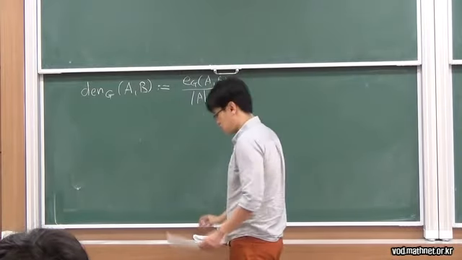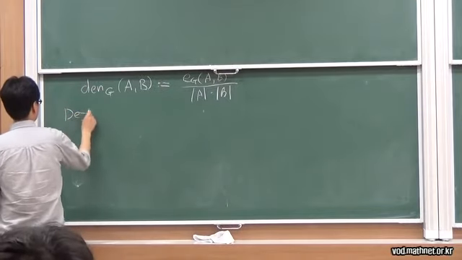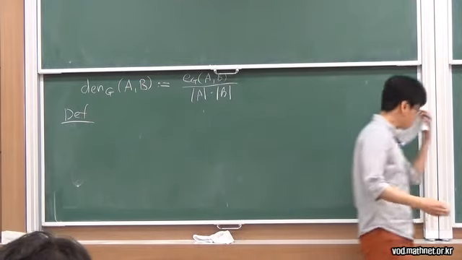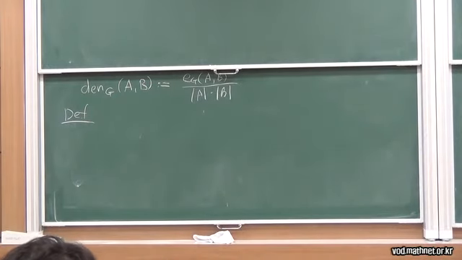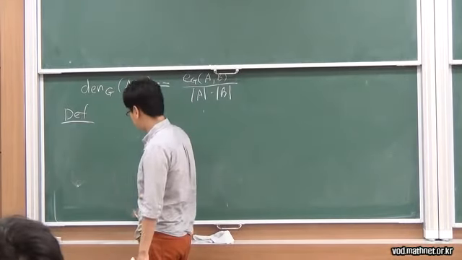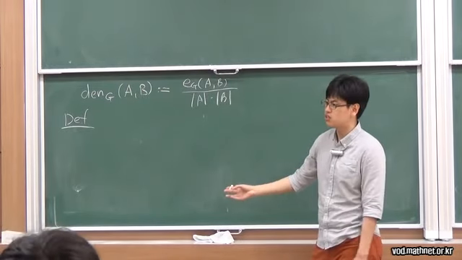So we define this density. And by using this, we want to define epsilon regularity. So we want to find some condition which random graphs satisfy, right?